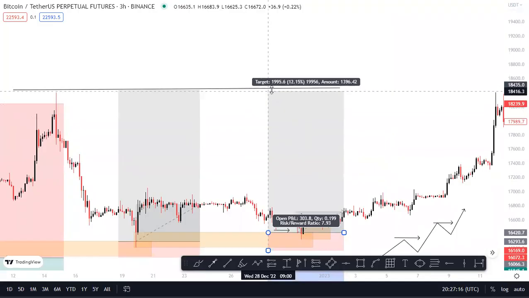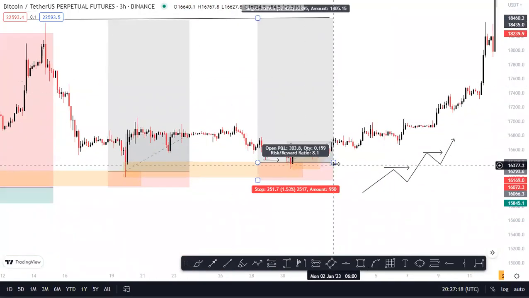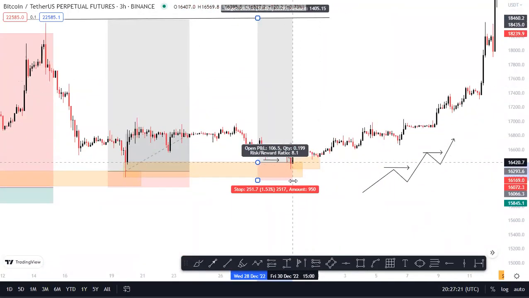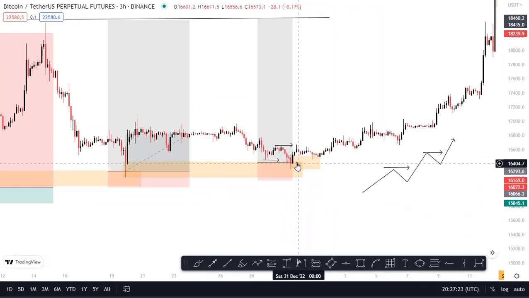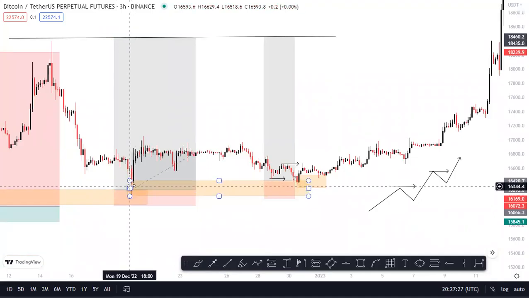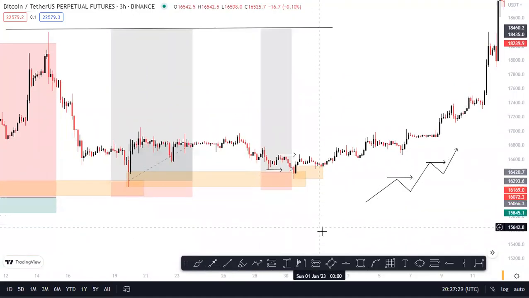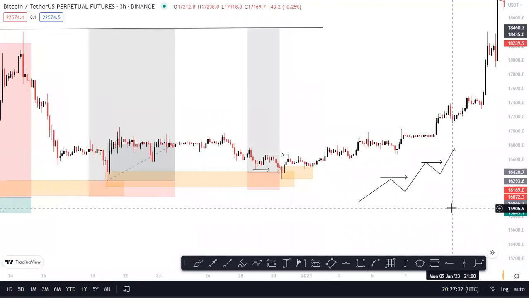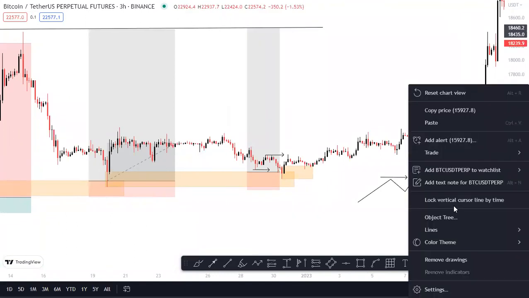Let me drag this thing here. Without confirmation, and you can as well choose to use a confirmation entry. If you choose to enter this one, just be using the wick mitigation. And if you are using a confirmation entry, you see that price just taps on this order block here after it's formed.